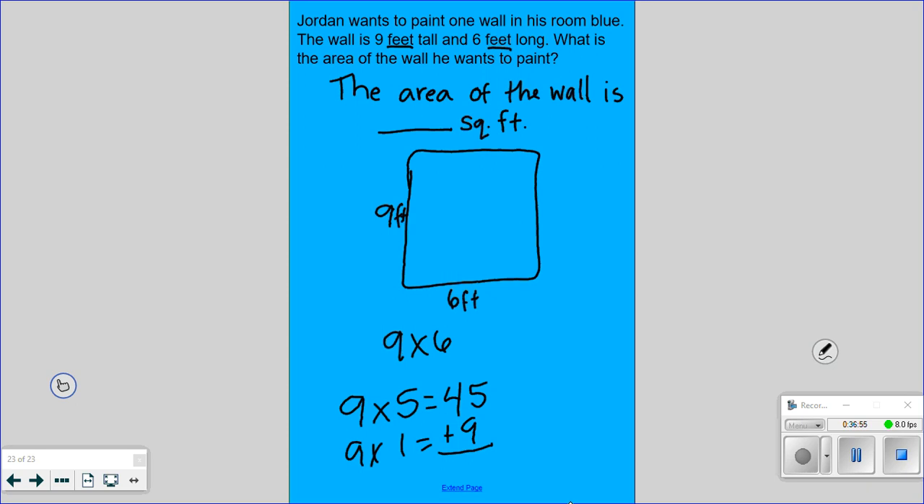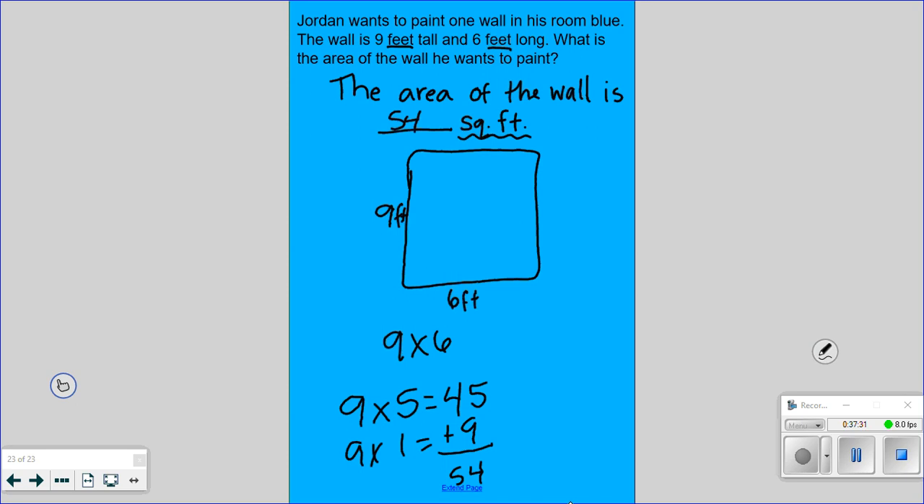Mason? 54. Is my answer 54? No. 54 what? Square feet. It is not just 54. I need something else in there. It's not 54 puppies. It's not 54 cookies. I need to know what it is that I'm counting. In this case, I am counting square feet.